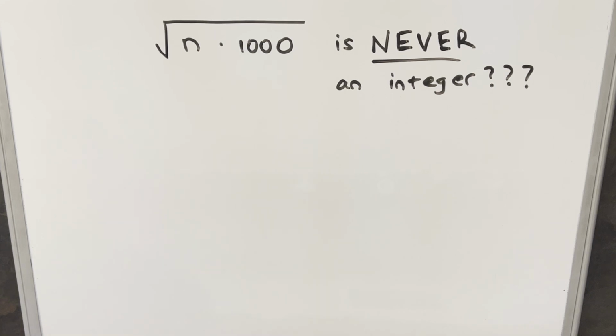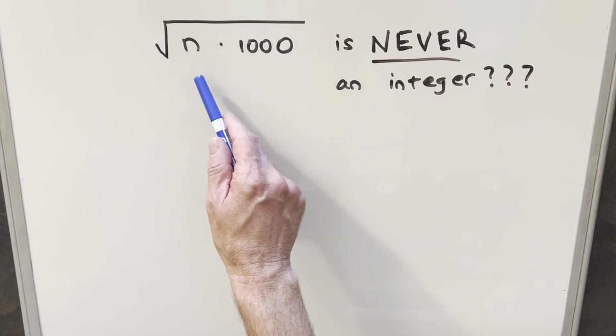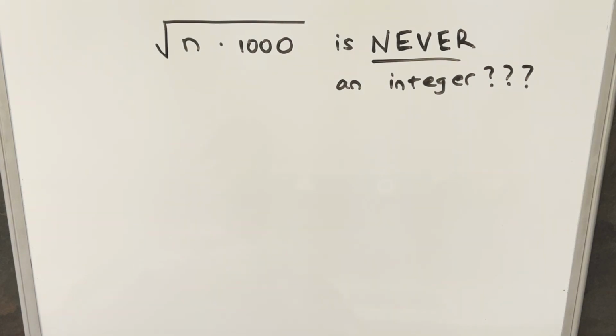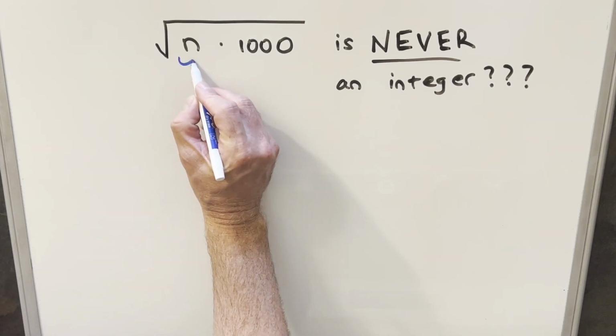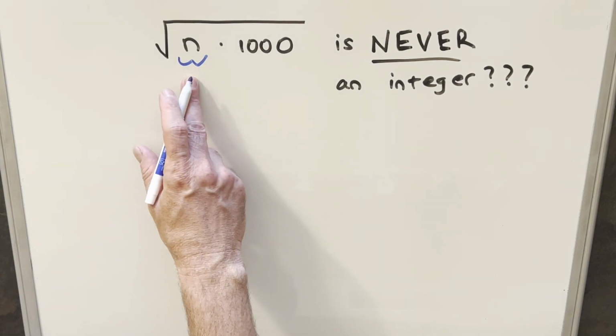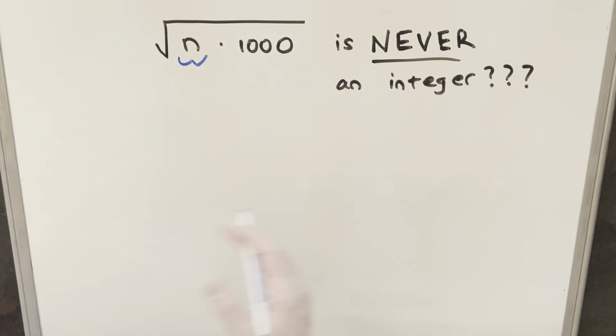Okay, we have something really different here today. We have something I just came across at random on the internet. This idea that this thing we have here, the square root of n times 1,000, is never an integer. Now, I don't know if maybe I misheard this or if maybe there's some conditions on n that can make this possible. I mean, of course, if n's not an integer, that would do it. There could be something I missed. They might have made a mistake.